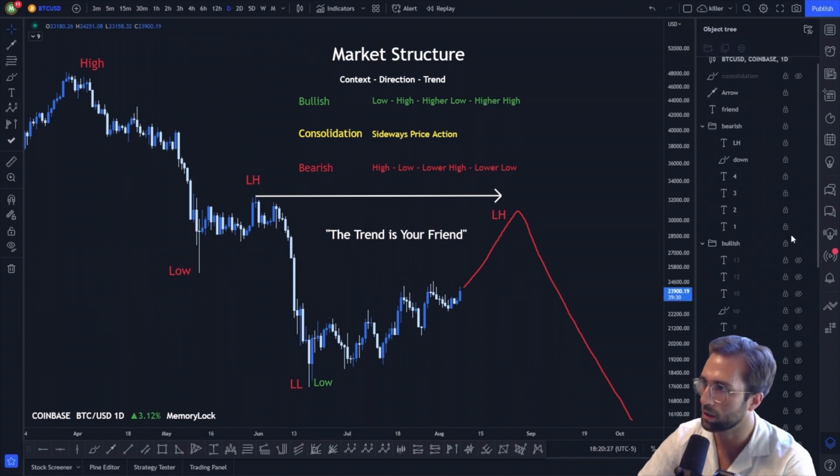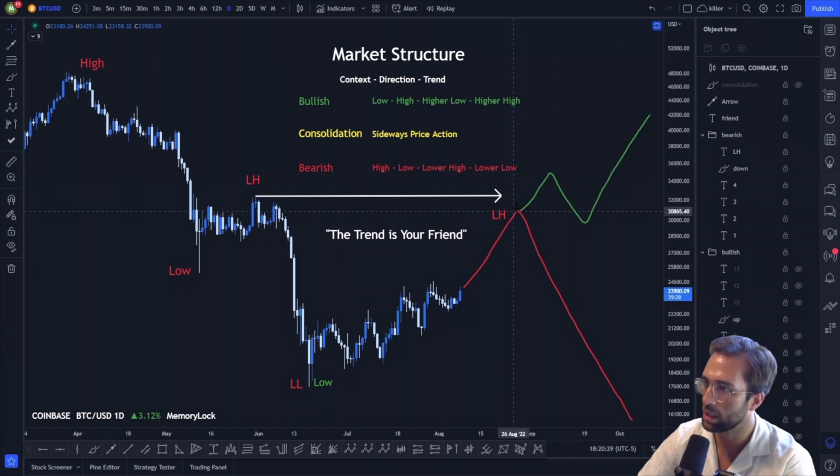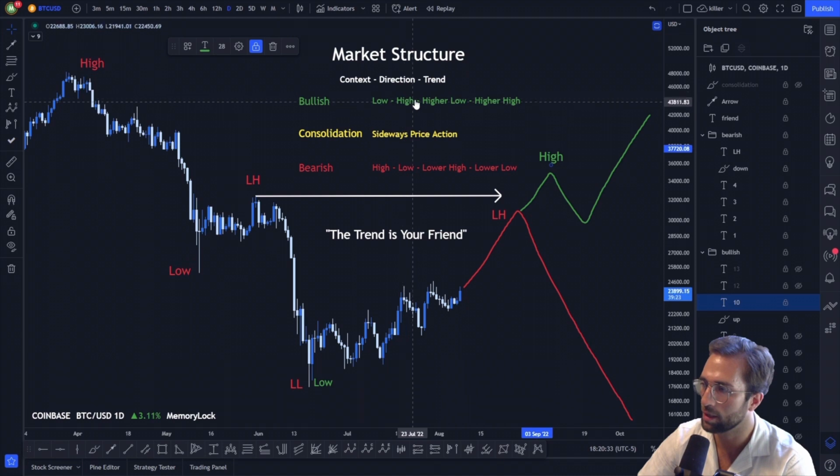a possible market structure change by getting a move up, thus giving us our high in the pattern, our higher low, and then our higher high, confirming market structure change.